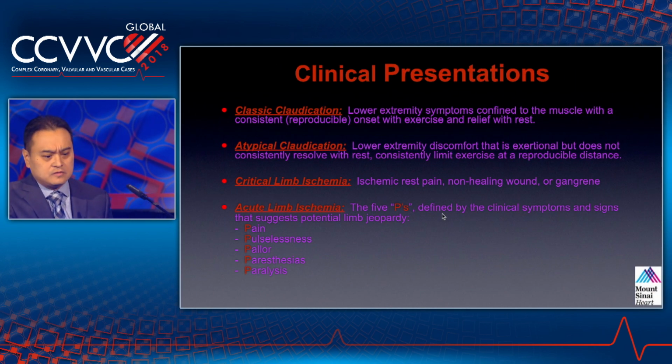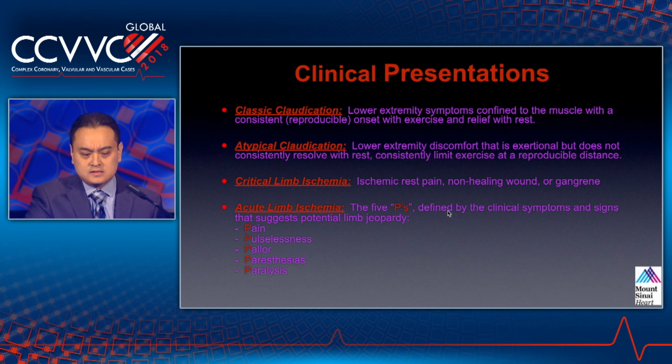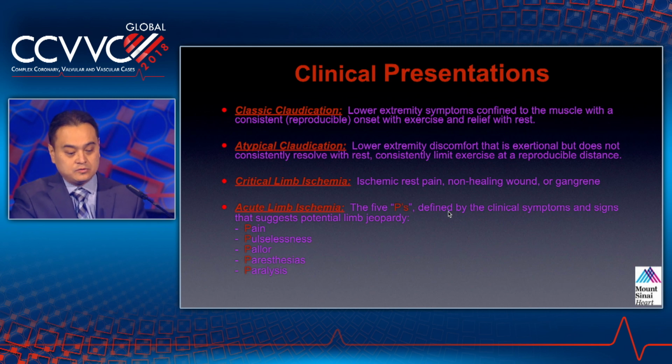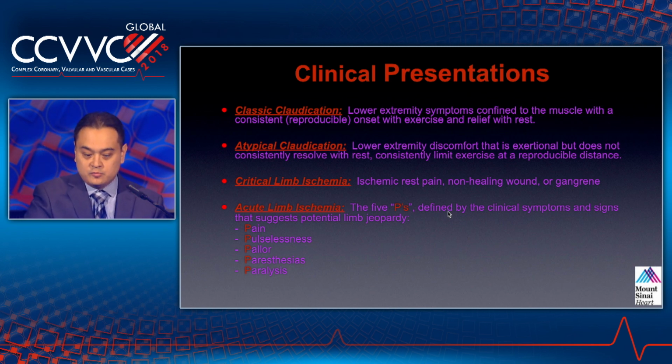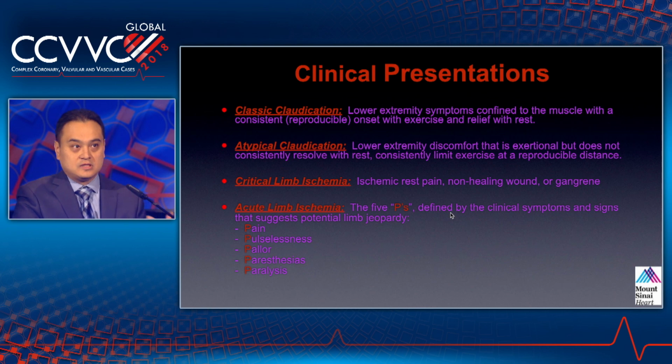So, clinical presentations of claudication. Classic claudication is basically a reproducible pain. As patients walk, they tell you that they have pain in their legs, and they'll give you a specific distance: I could walk 1 block, I could walk 2 blocks. Atypical claudication, pain in the legs could happen anytime. They could be walking, they could be sitting. And of course, critical limb and acute limb ischemia are kind of self-explanatory. Critical limb has gangrene and non-healing wound. And acute limb ischemia, we have the 5 Ps: pain, pulselessness, pallor, paresthesia, and paralysis. And once paralysis hits, it's really kind of the end of that limb, unfortunately, because it loses a lot of neuromuscular sensation.